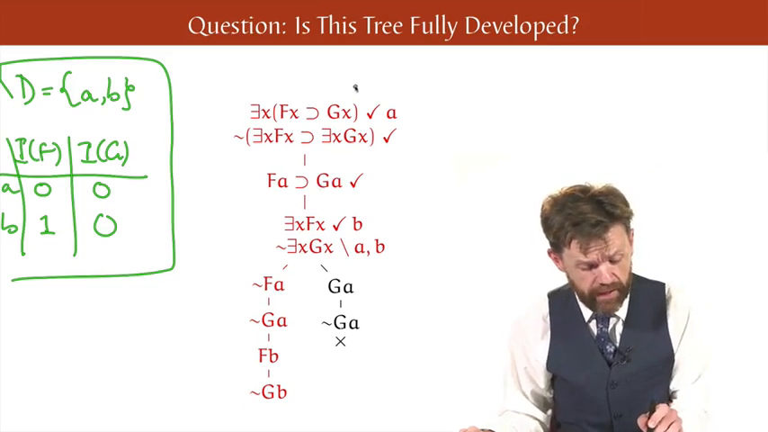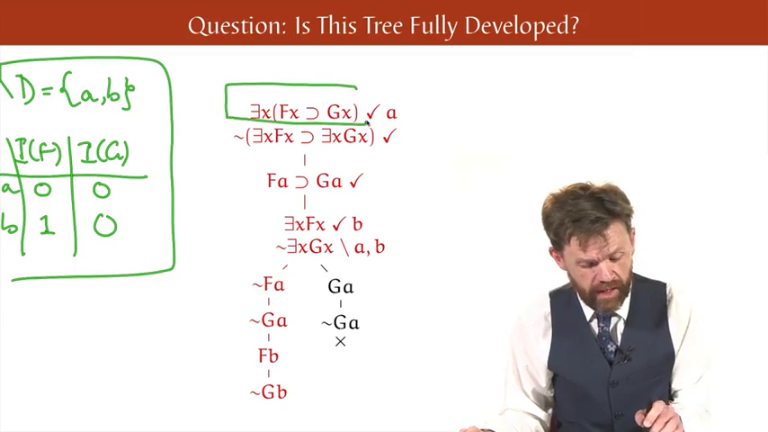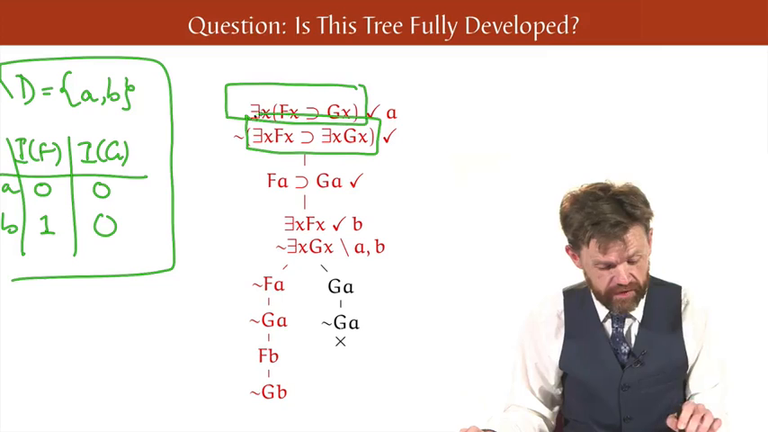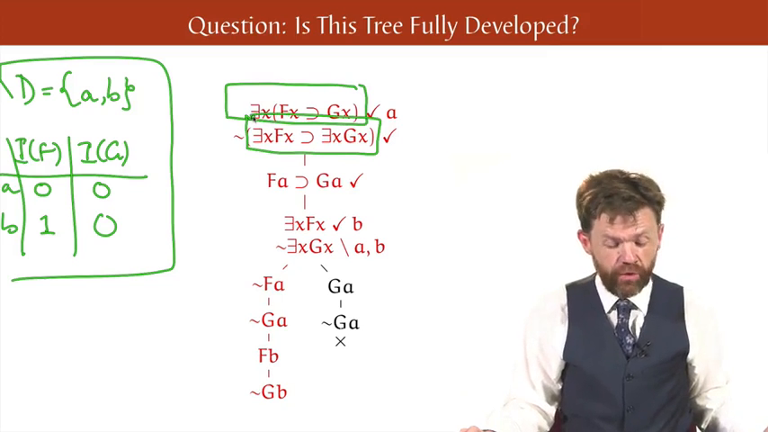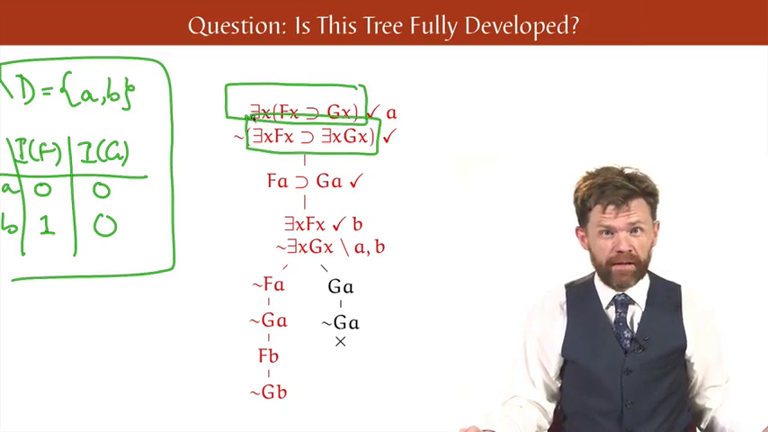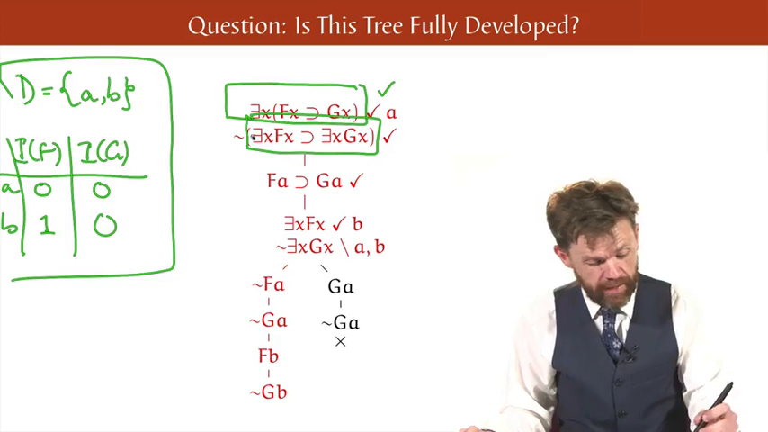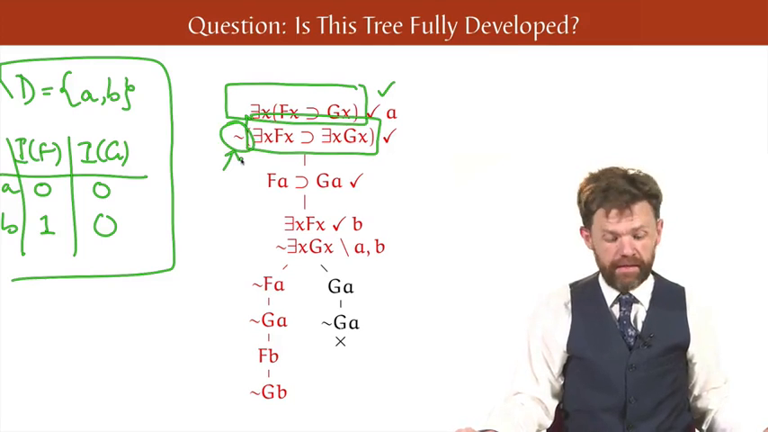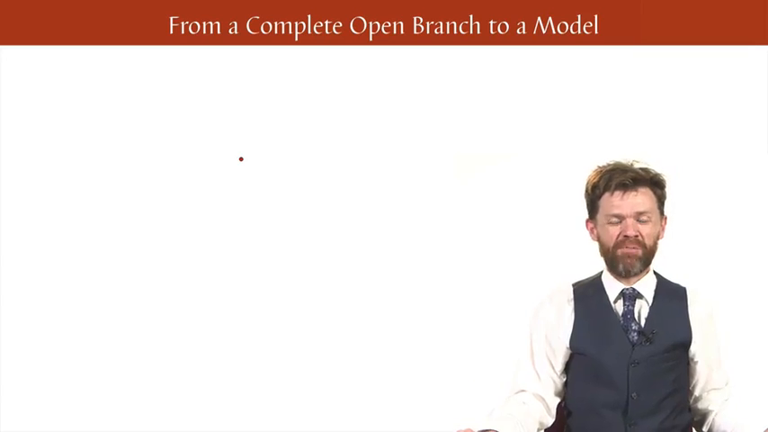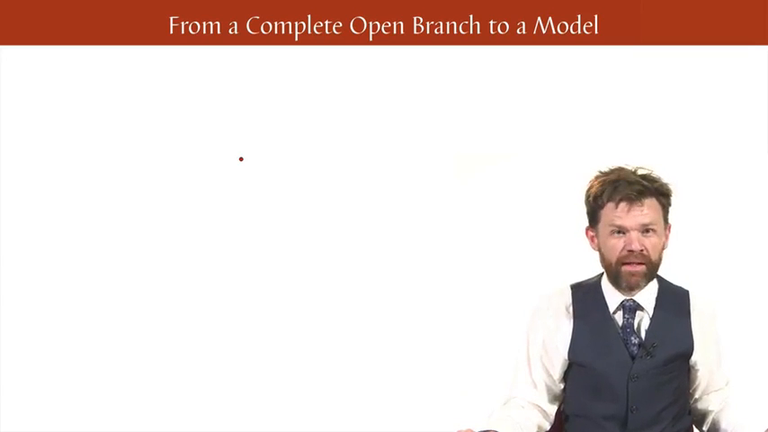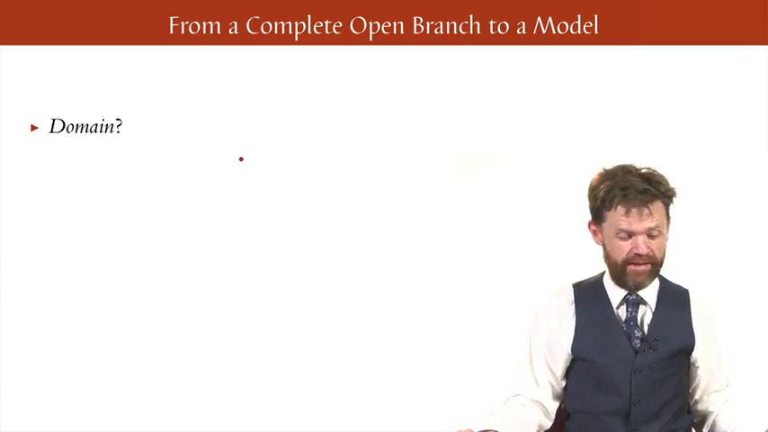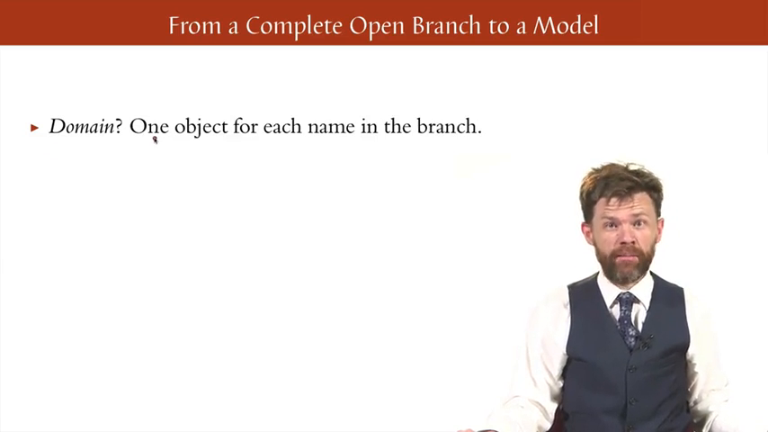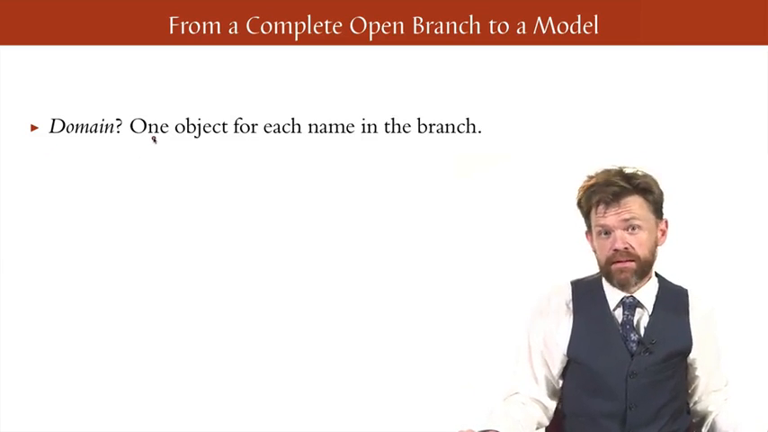This means, for example, that if I was having an argument which started with this first formula as a premise and this formula, if something is F, then something is G, as the conclusion, that argument is invalid because we have a model that makes the premise true but makes the conclusion false because it makes its negation true. So in this example, we went from a complete open branch to a model. That was one case. Here's what we actually did when we did this. What did we choose for the domain for the model? We chose one object for each name in that open branch. Now, the easy way to do this is to do what we just did.